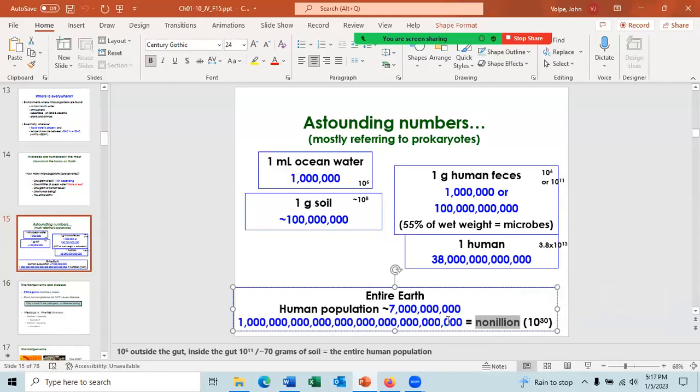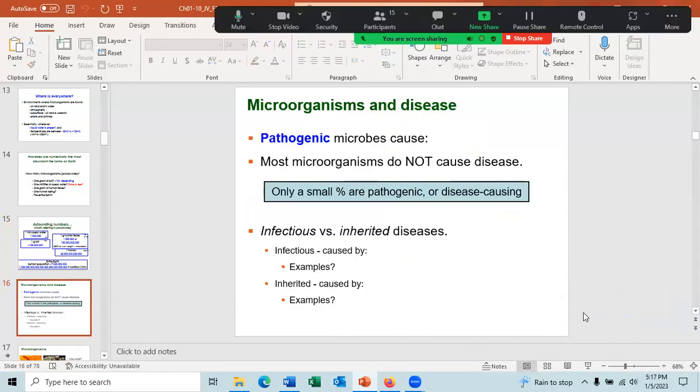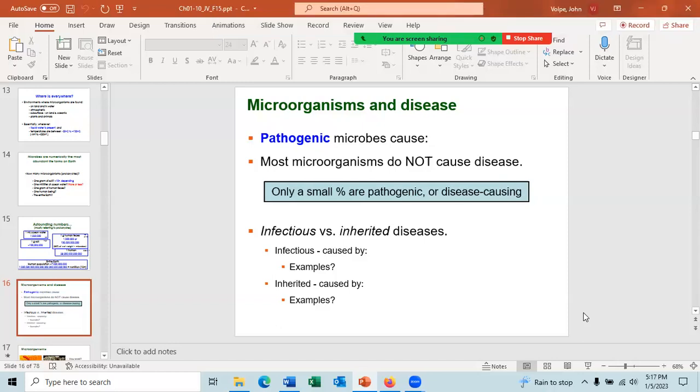Any questions? All right, let's talk about microorganisms and disease. Microbes, if they cause disease, we call them pathogenic. Most microorganisms do not cause disease. Only a small number of microbes are pathogenic, so only a small number of microbes are disease causing.